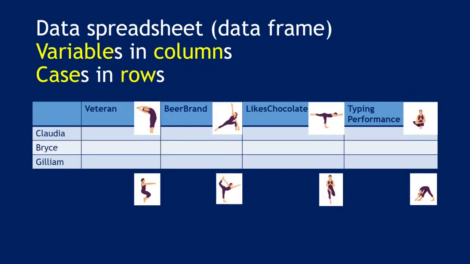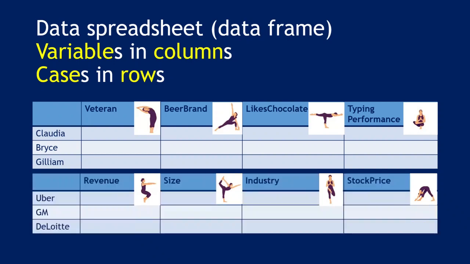Okay. So usually we will put together a data table like this. Sometimes it's called a spreadsheet, sometimes it's called a data frame. But basically it's a table that has rows and columns, and the cases are always the rows and the variables are the columns. Okay, so the cases can be people like Claudia, Bryce, and Gilliam, but they can also be companies, Uber, GM, Deloitte. You can represent these units as rows, as cases. And then the variables are basically the columns that measure these cases in some specific way.